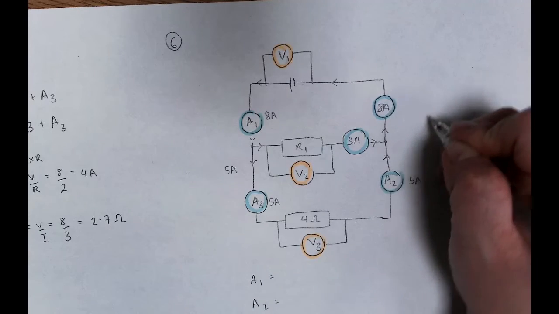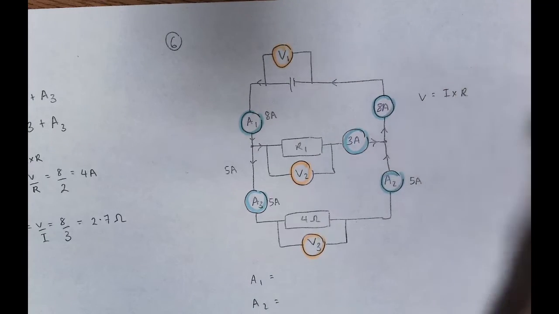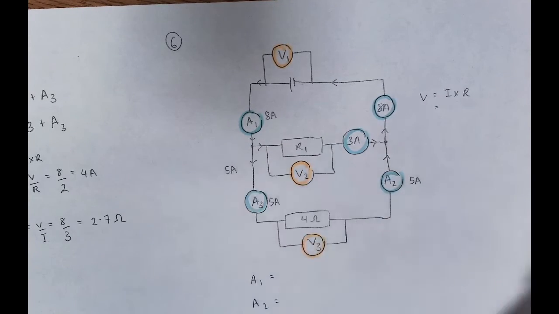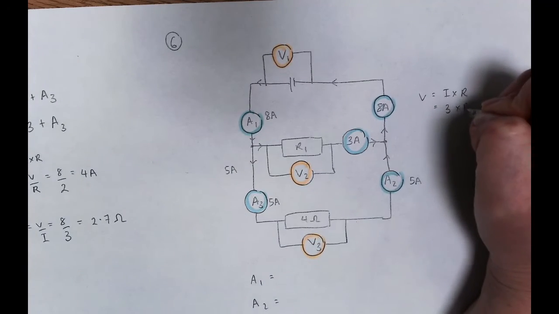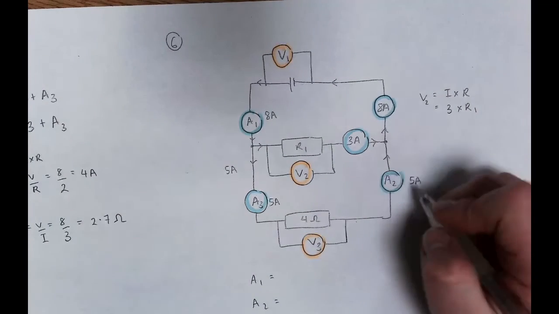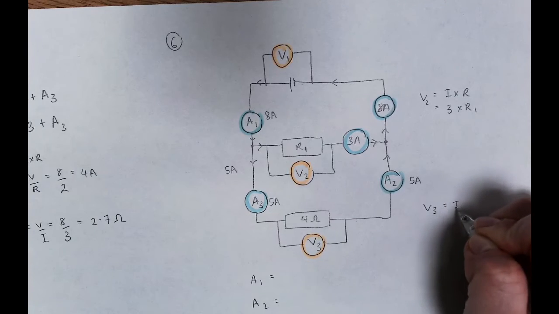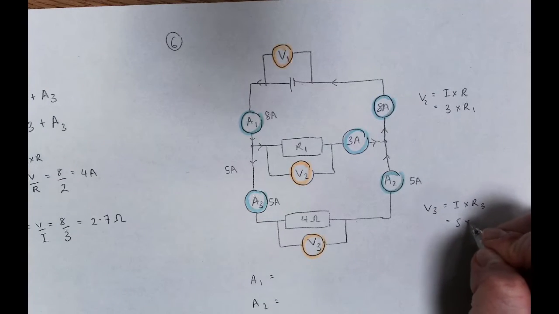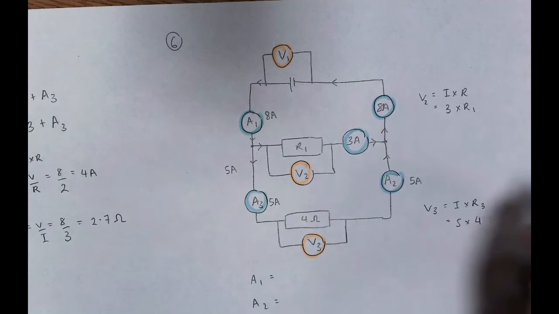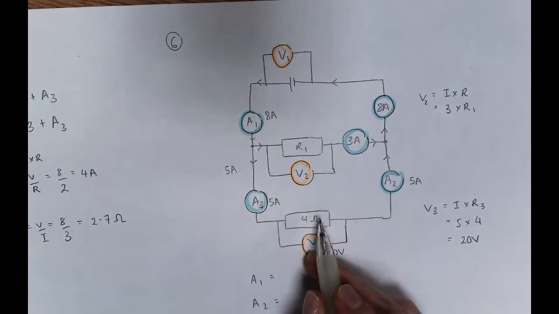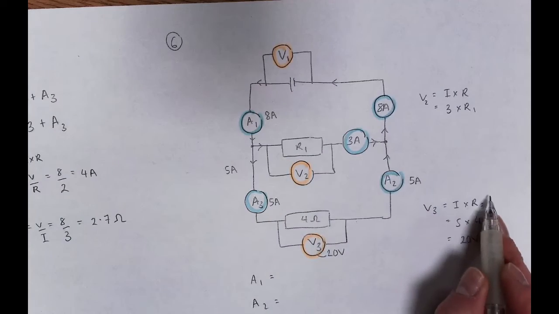To find V2, V is equal to I multiplied by R. V2 has 3 amps multiplied by R1. On the bottom branch, V3 is equal to I multiplied by the R value of 3. I've got 5 amps multiplied by 4. Okay, that's 4 ohms. Gives me 20 volts.